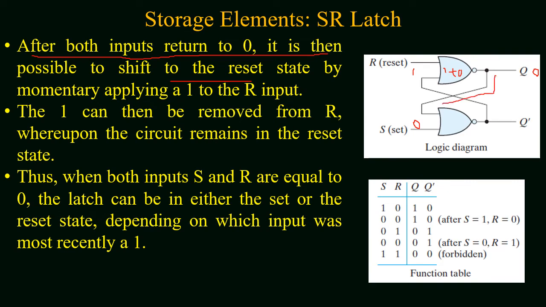Now the same 0 will be transferred to the second cross-coupled NOR gate, and we know that the set input is also equal to 0. So 0 plus 0 will give us 0, and after inversion it will be 1. So Q will have a value of 0 and Q prime will have a value of 1. So through these steps our latch will be in the reset state. Once the reset state is achieved, the input applied at R can be removed, and after the removal the circuit will remain in the reset state.